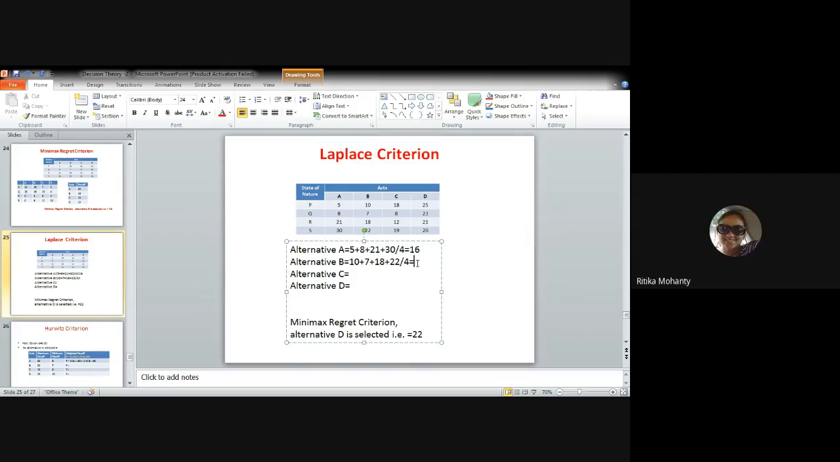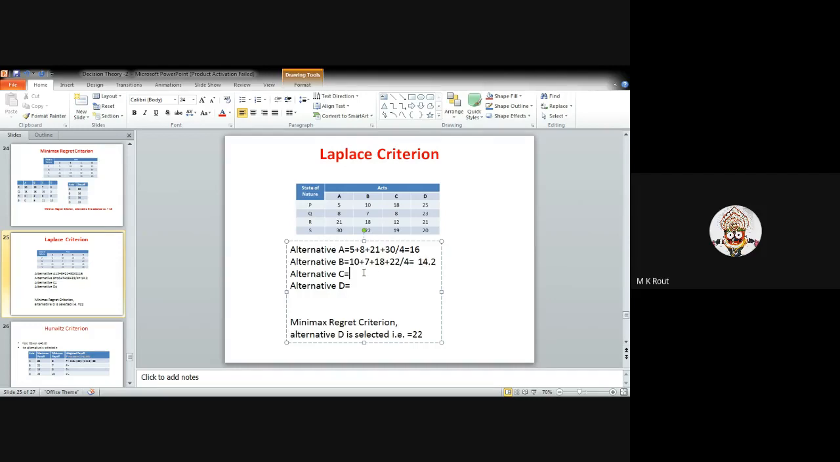So 57 by 4. How much? So it is 57 divided by 4. How much is that? 14.25. Okay.